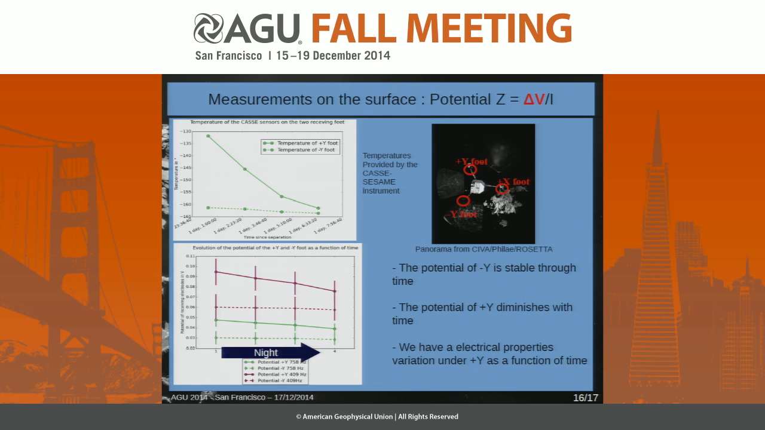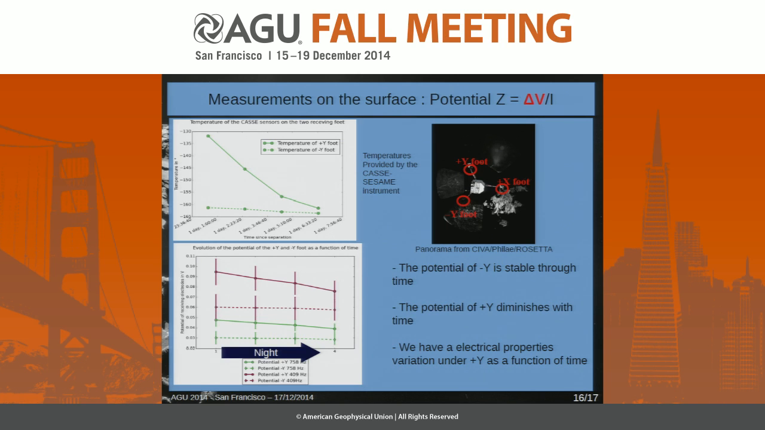Another interesting thing is if we look at the individual potentials of the electrodes. Here I have plotted the temperature from the Cassé temperature data. We see that on the minus Y foot, the temperature is quite stable, whereas on the plus Y foot, the temperature decreases. Here I have plotted the dotted line for the minus Y foot and the full line for the plus Y foot, and the 2 colors represent 2 different frequencies. If we look at the dotted line, it seems quite stable through the decrease of temperature. Whereas the plus Y foot seems to decrease as a function of temperature.